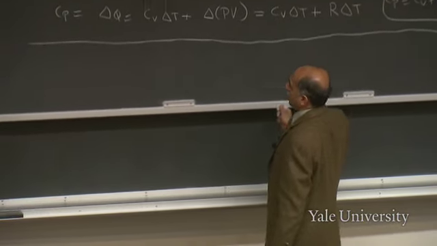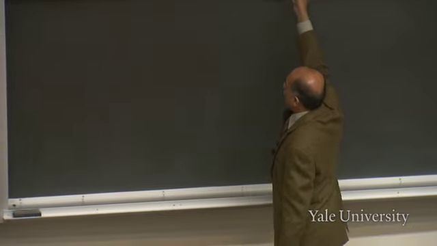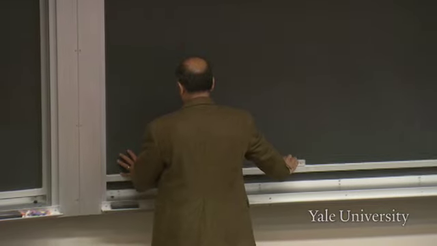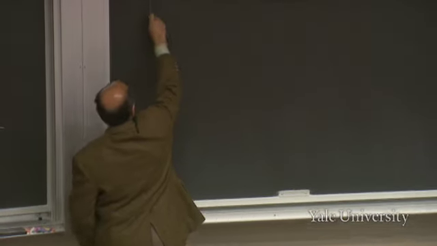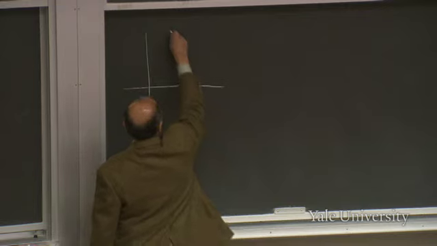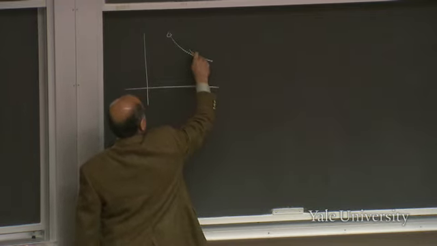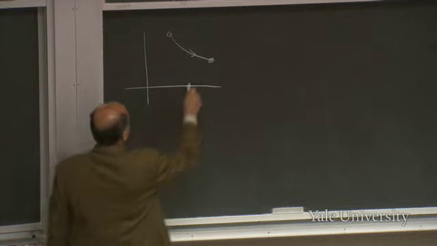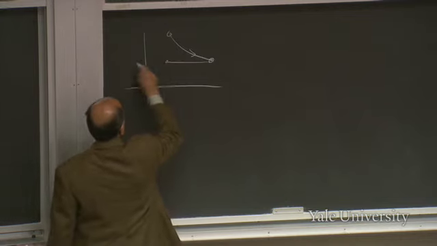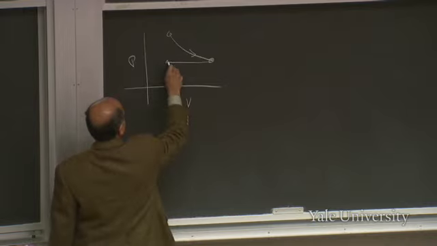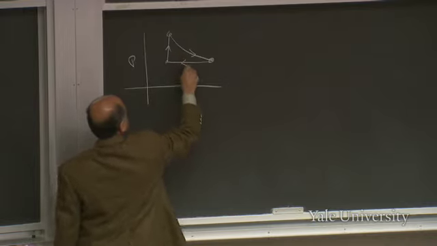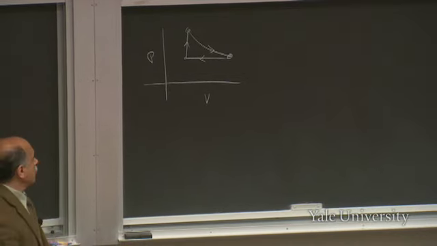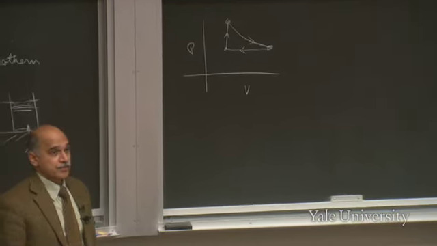So maybe I'll start fresh here. Let's take the following process. I start here. I go on an isothermal here. Then I go backwards at constant pressure till I'm right below this point. Then I go straight up. You can ask, what is the work done in this process?